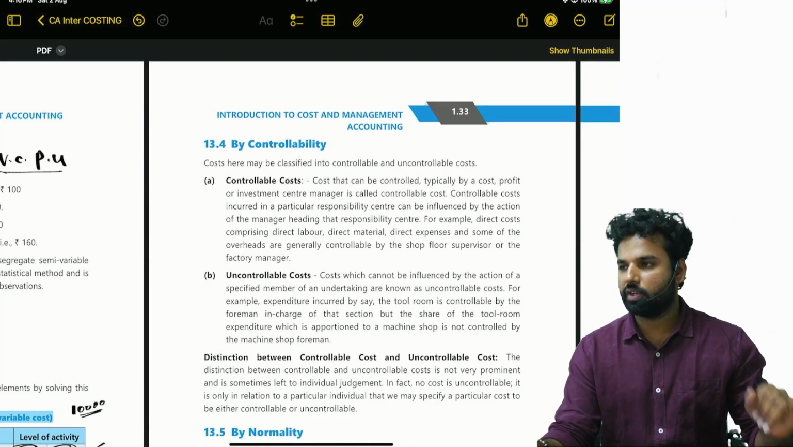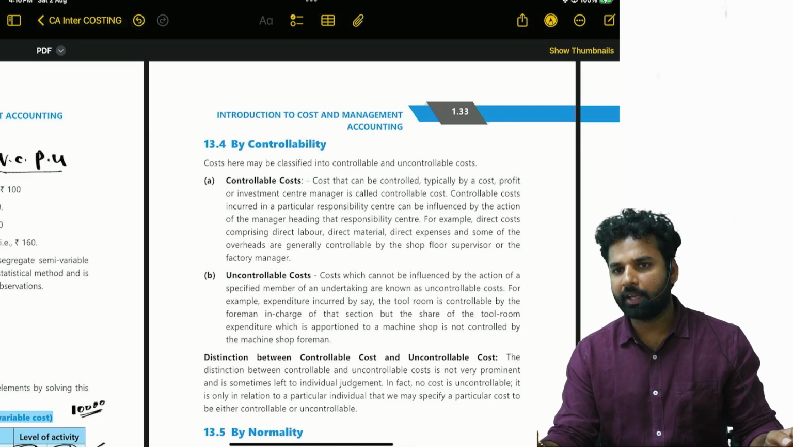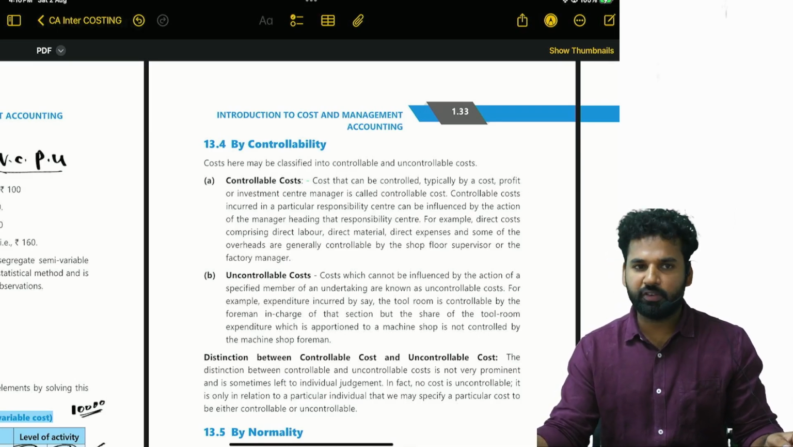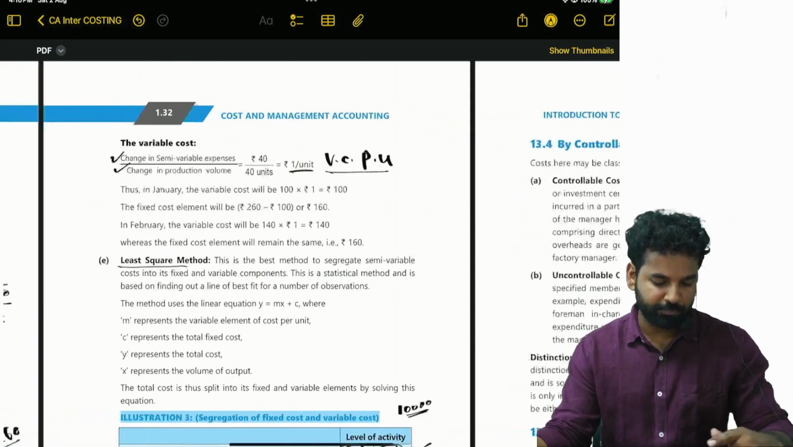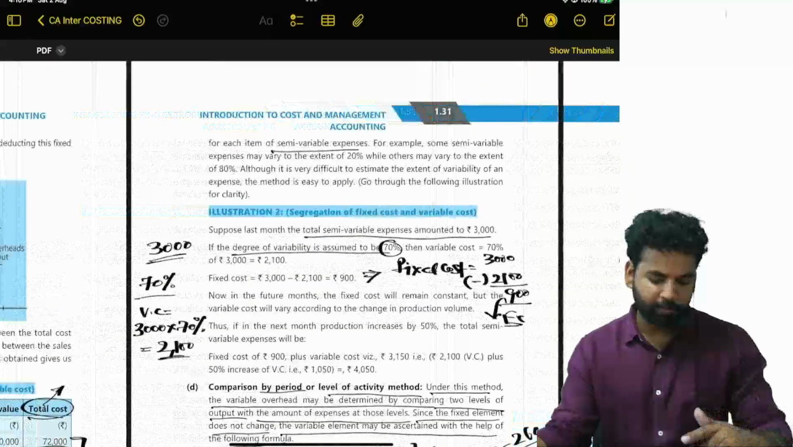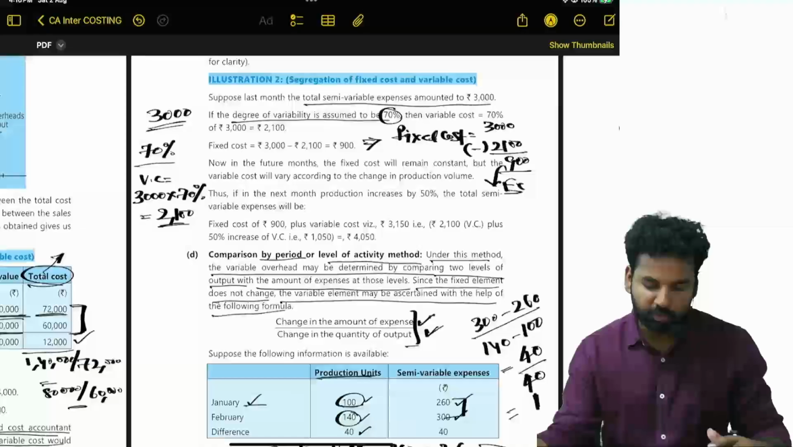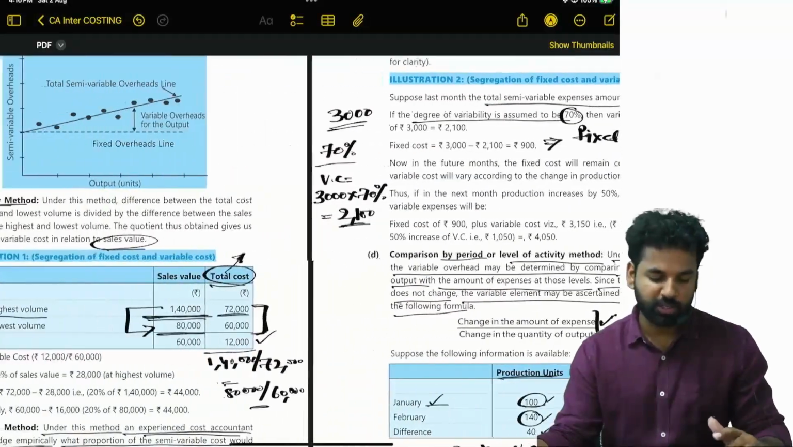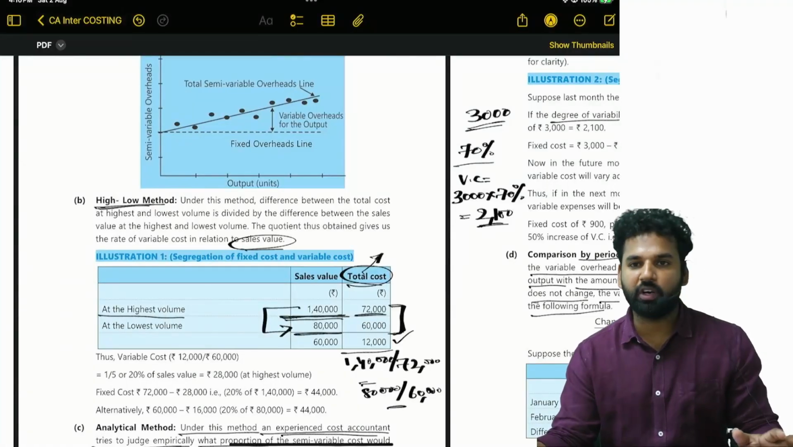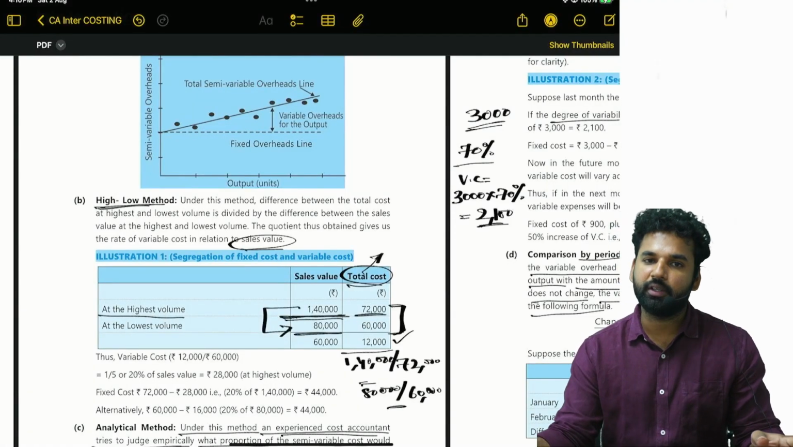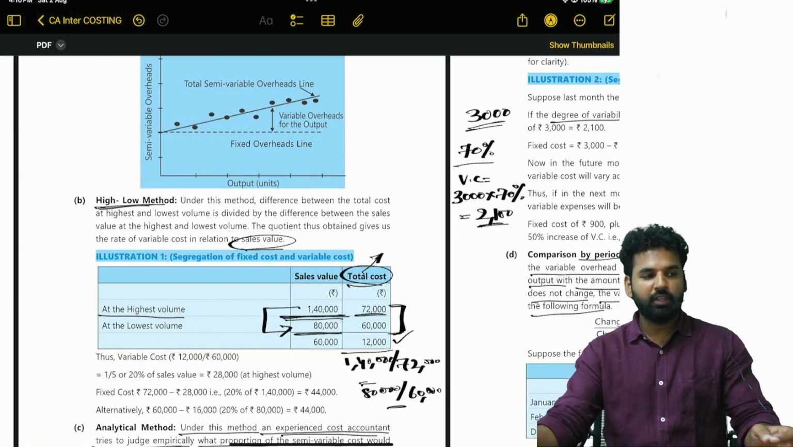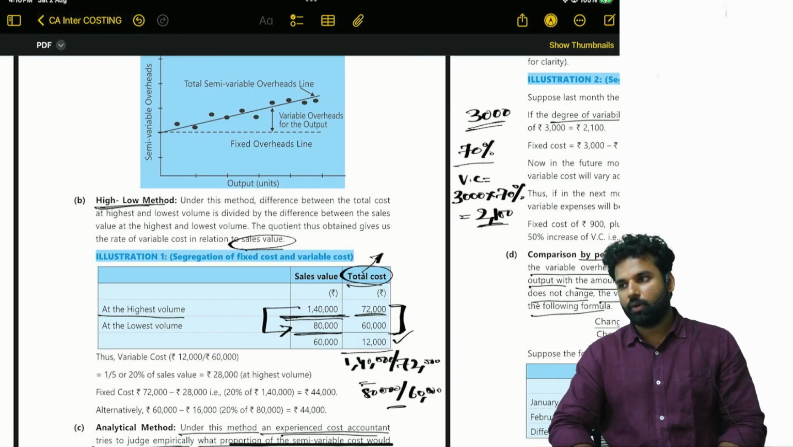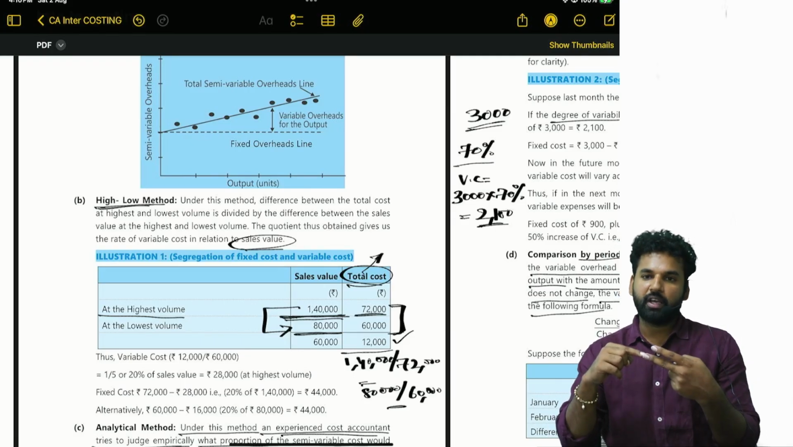So we have seen the graph method. Next, the high low method. Then the analytical method. Next, comparison by period or level of activity method. Next, the least square method. So these are the 5 methods. In the high low method, we use it when the high and low values are given. Next case, the analytical method.